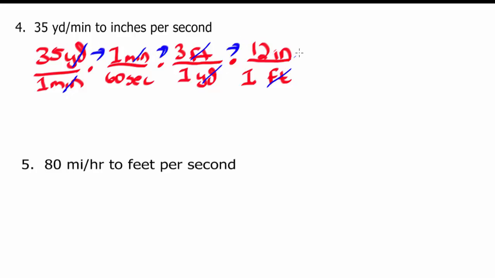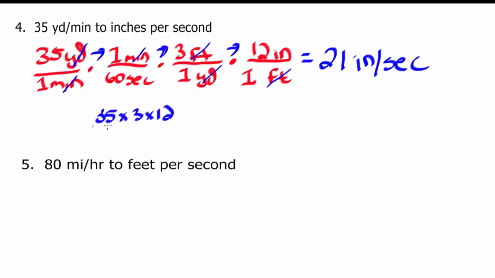And then again, we just multiply across. So 35 times 3 times 12, and then it would be divided by 60, which ends up, from my notes, correct me if I'm wrong, 21 inches a second. If you do 35 times 3 times 12, all divided by 60, you should get 21 inches a second if my notes are correct. Okay? Make sure. Okay, so 80 miles an hour to feet per second.